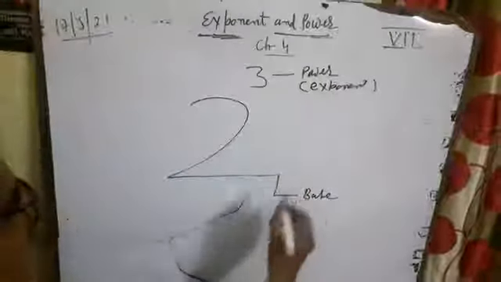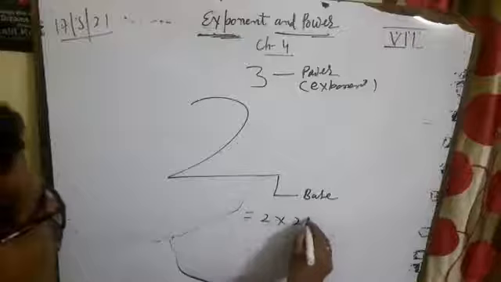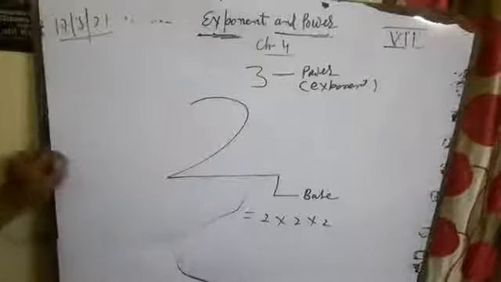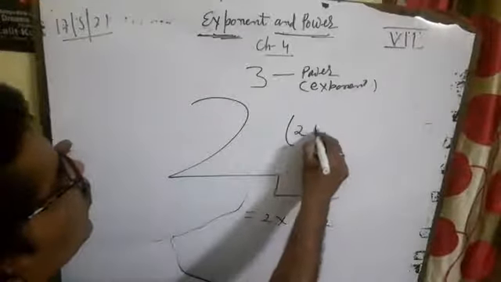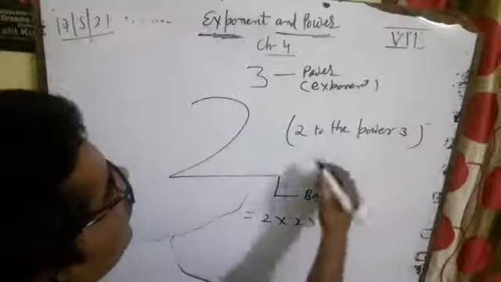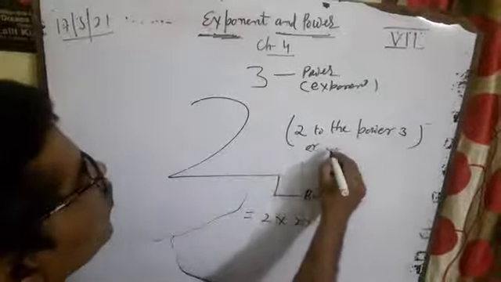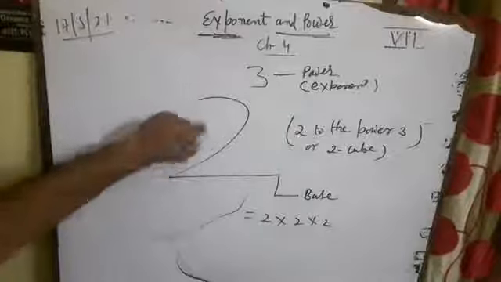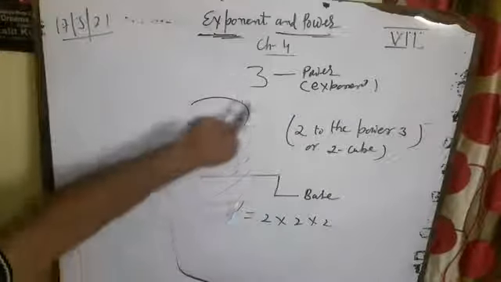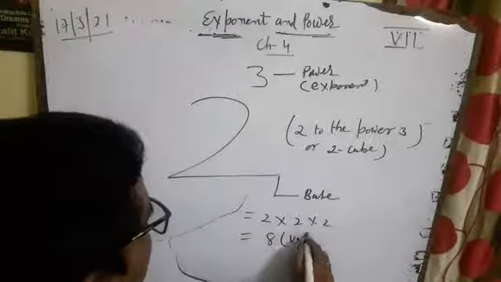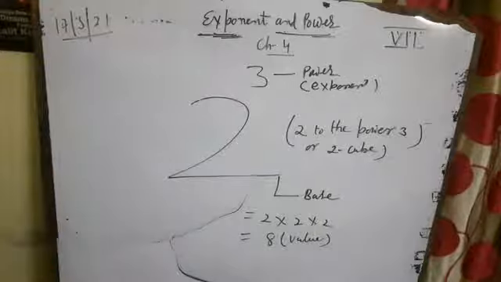We have written it means 2 into 2 into 2. Right? Multiply 2 three times. In another way, 2 to the power of 3, or 2 cube. We have this, it means 2 to the power of 3. 2 is the base, 3 is the power. So 2 into 2 into 2, the value is 8. This criteria I have done in class 6th.